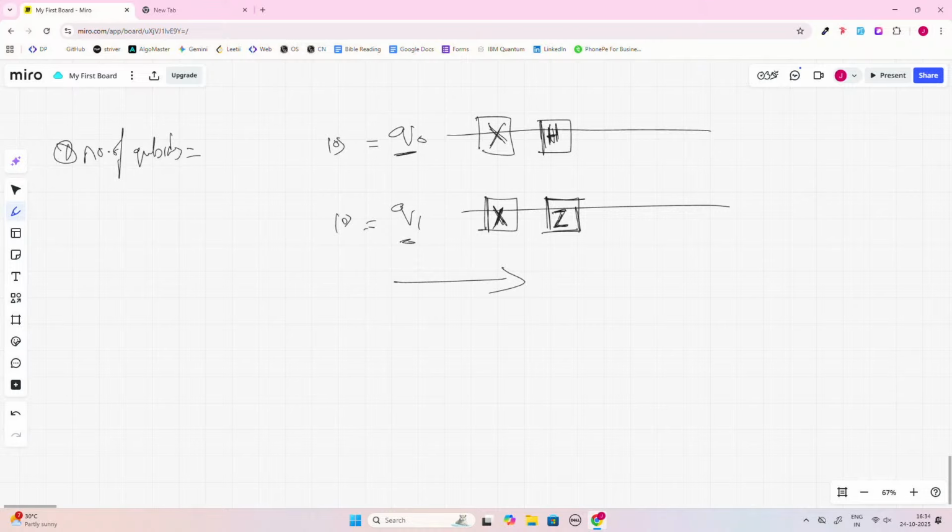So how many qubits are there here? Two qubits. So the number of qubits is 2. Second thing is the number of classical bits. So how will I be defining a classical bit?